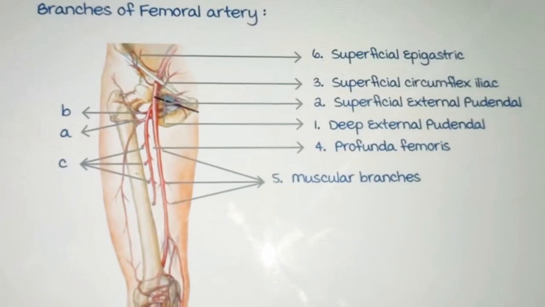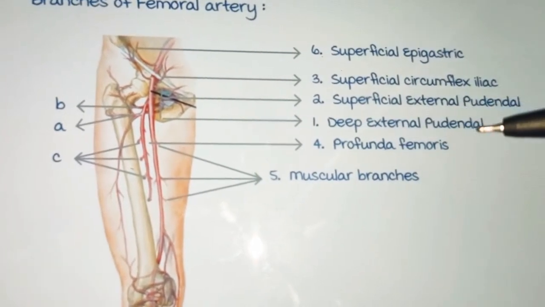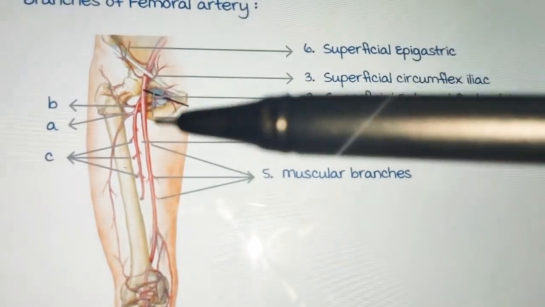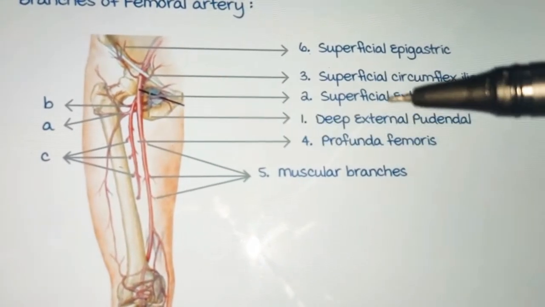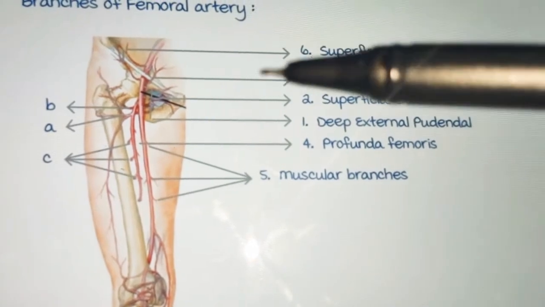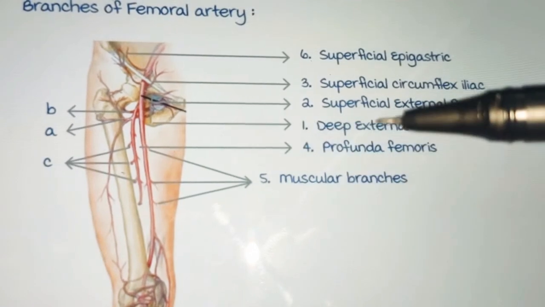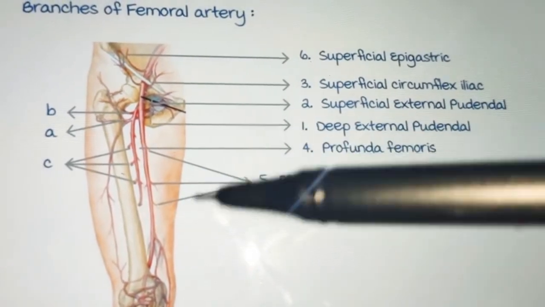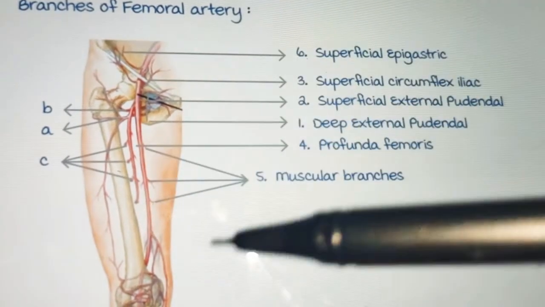Okay, so you can see these are the 6 branches clearly mentioned over here. The first branch is the deep external pudendal artery, this one, and the second one is the superficial external pudendal, the third one is the superficial circumflex iliac, the fourth one is the profunda femoris, the fifth one is the muscular branches, and the sixth one is the superficial epigastric. So you can see here everything is mentioned.